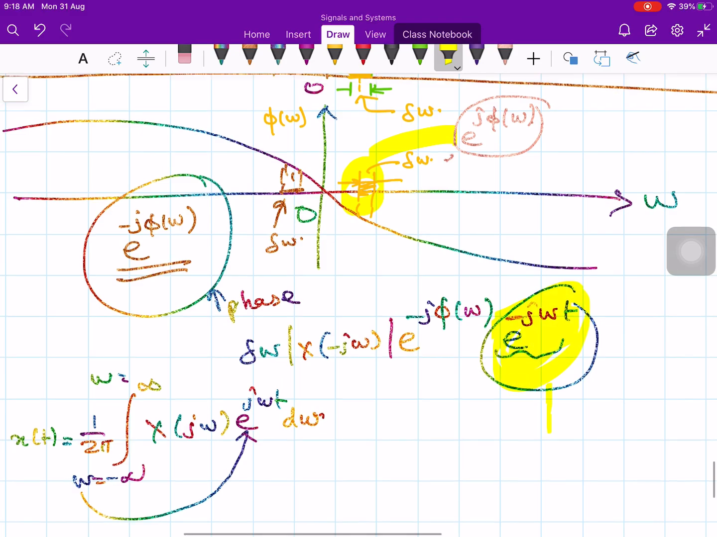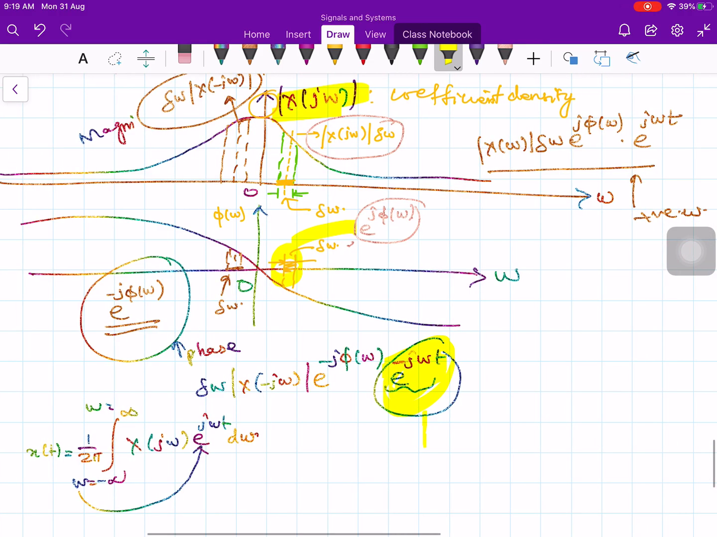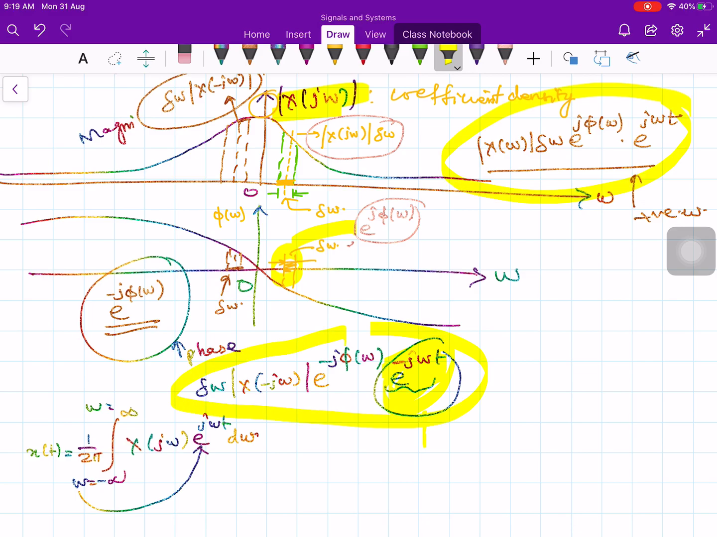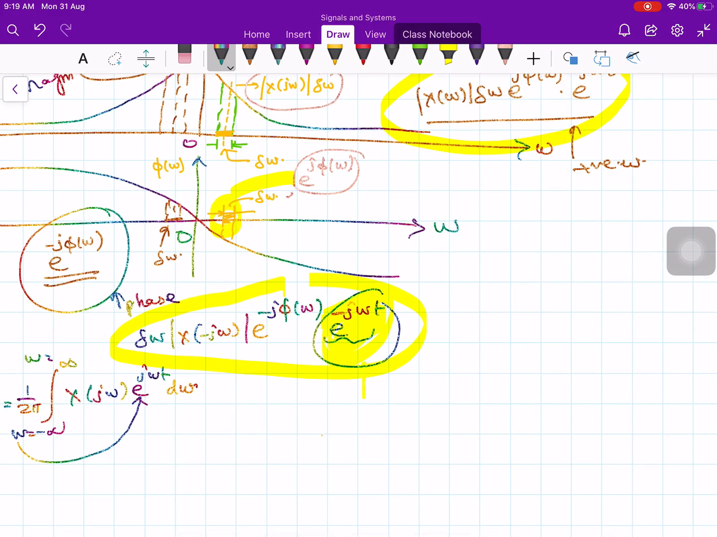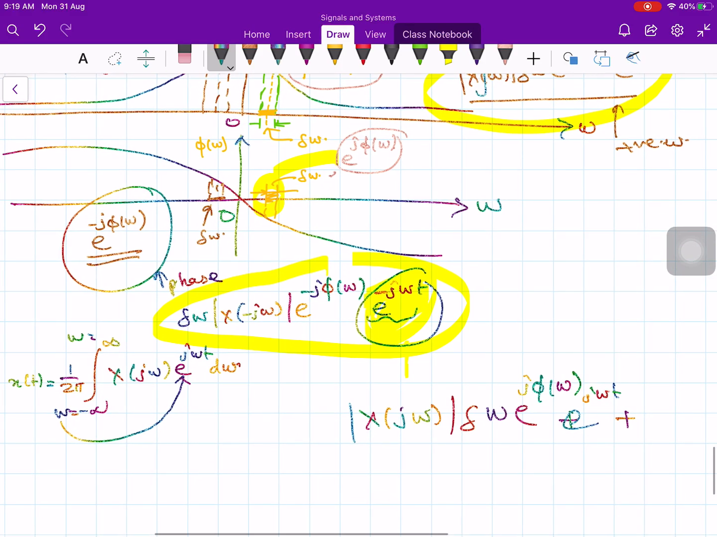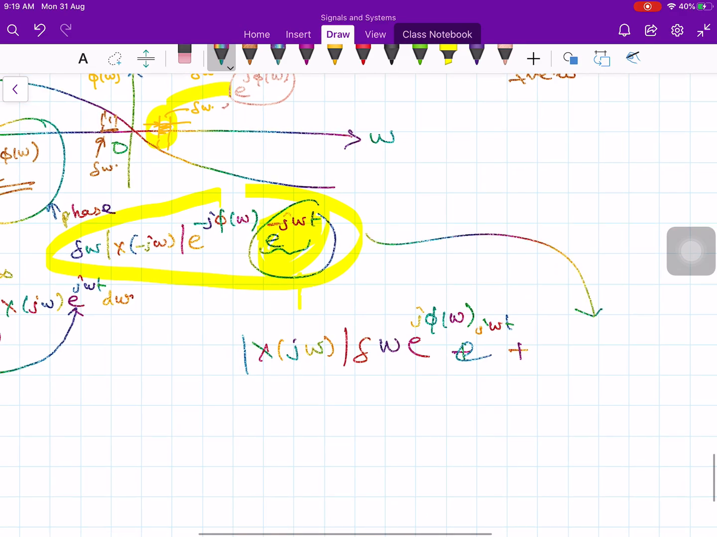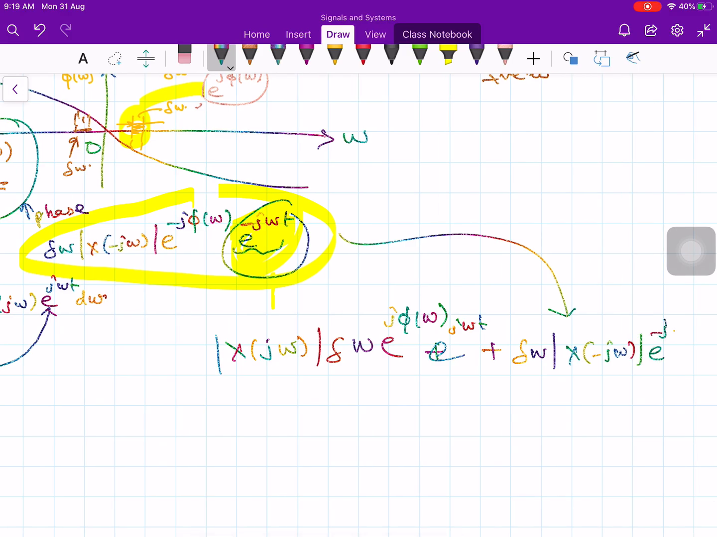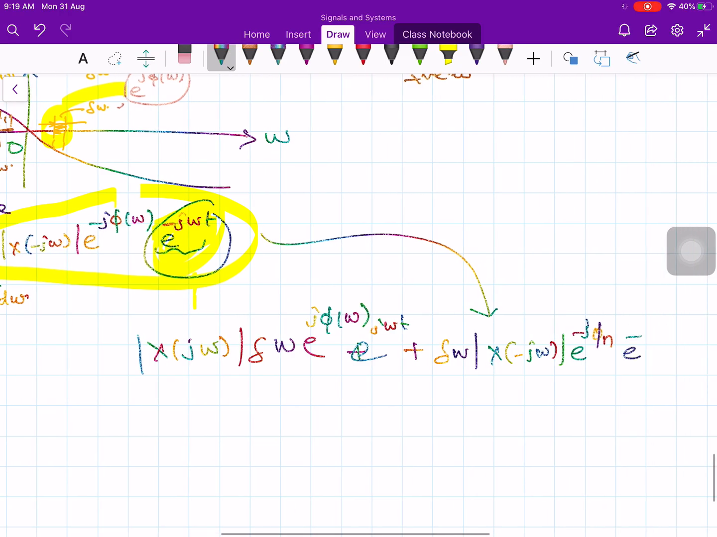Now what you do is add this positive component and the negative component. The positive one is this guy and the negative one is this guy. You add these two guys together. So you take the magnitude of x of j omega times delta omega, e to the j times phi of omega, e to the j omega t, plus delta omega times the magnitude of x of minus j omega, then e to the minus j phi, then e to the minus j omega t.